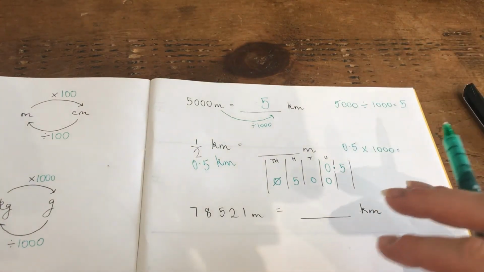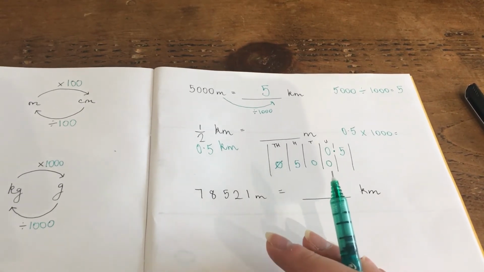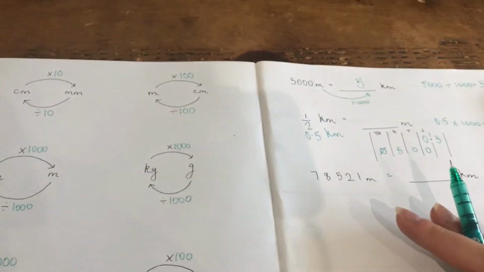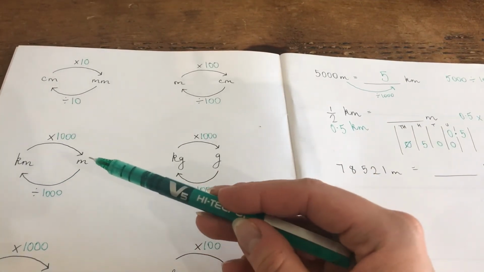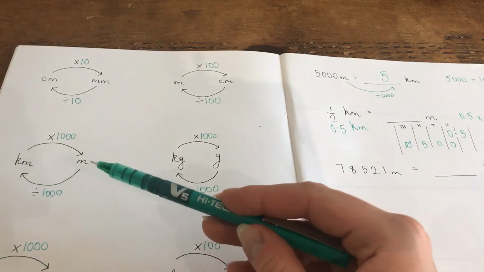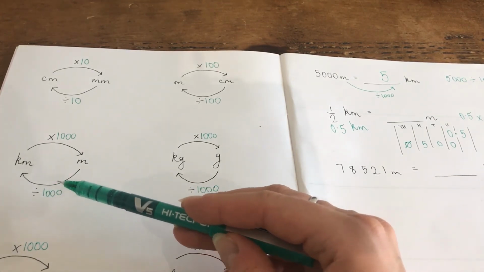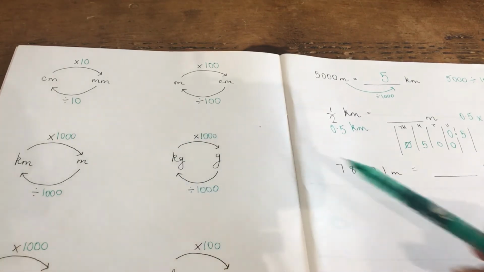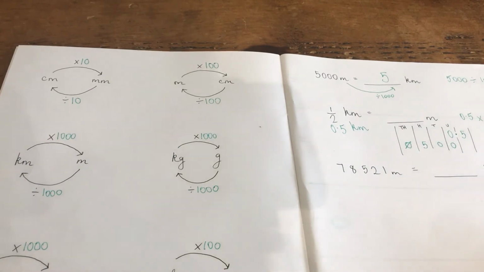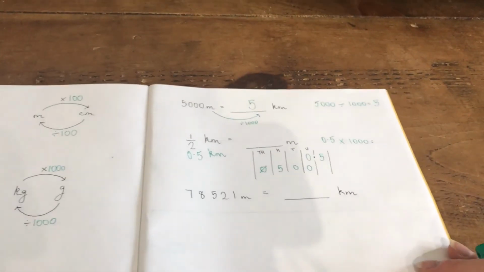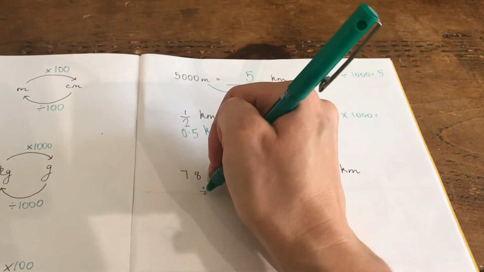78,521 metres is how many kilometres? So let's look at our conversion loop. If we're working from metres to kilometres, we're going to follow this arrow, which is dividing by 1,000, because we're trying to work out how many thousands fit into the amount that we've got, which will tell us how many kilometres fit into that amount. So we're going to divide by 1,000.